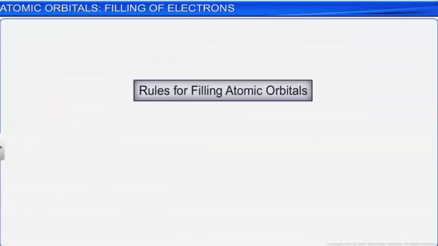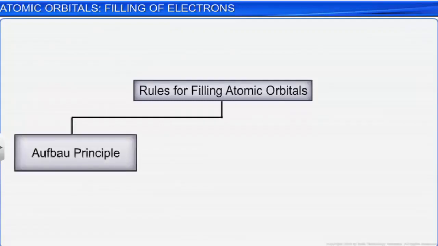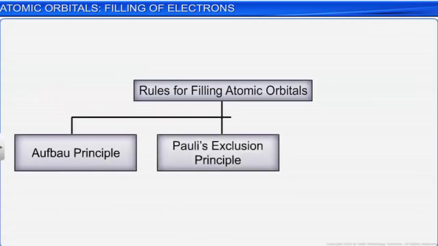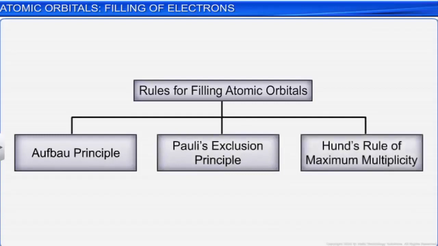The filling of electrons into the orbitals of an atom is governed by the Aufbau principle, Pauli's exclusion principle, and Hund's rule of maximum multiplicity. Let us start with the Aufbau principle.